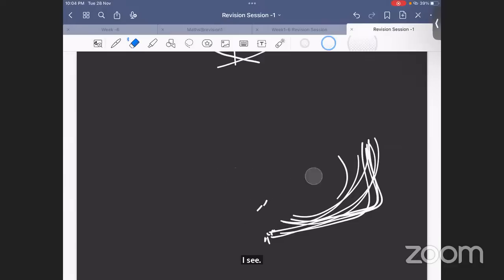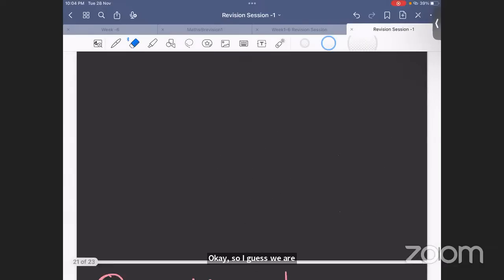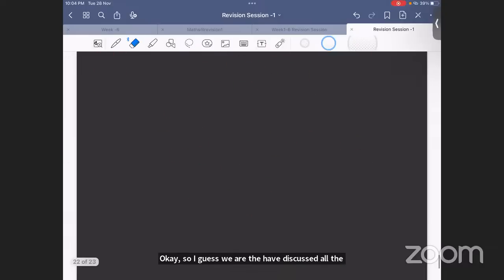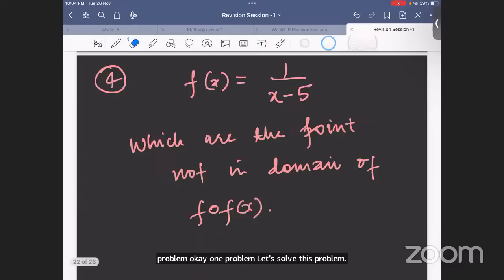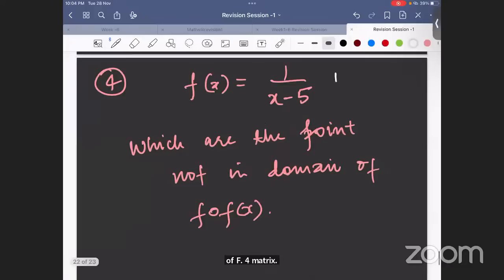Okay, so I guess we have discussed all the problems. One problem is left, I guess. Yeah, let's solve this problem. Can you tell me which are the points not in the domain of f of f(x)? You have to basically tell me the domain of this function.